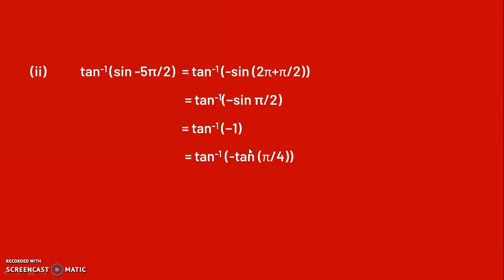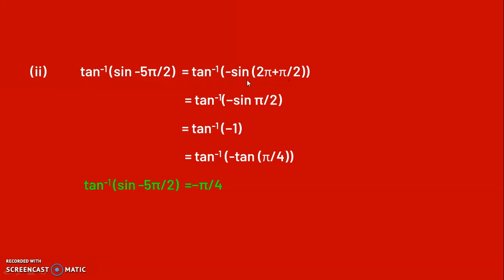So this tan inverse and tan will get cancelled, so that your answer will be minus pi by 4. So tan inverse of sin pi by 2 is your minus pi by 4. So here first we have converted, that is we have modulated this minus 5 pi by 2 as 2 pi plus pi by 2.